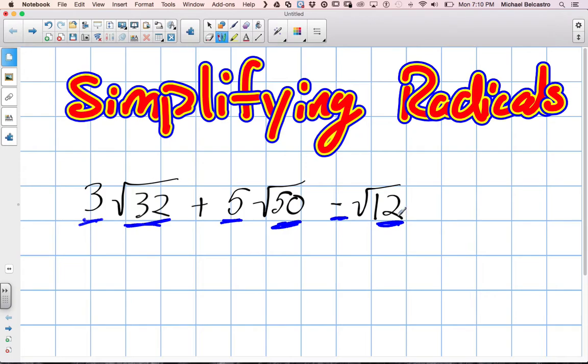Now, obviously, none of these radicals are the same. We have root 32, root 50, root 12. None of those are similar like terms. But we can split radicals up.